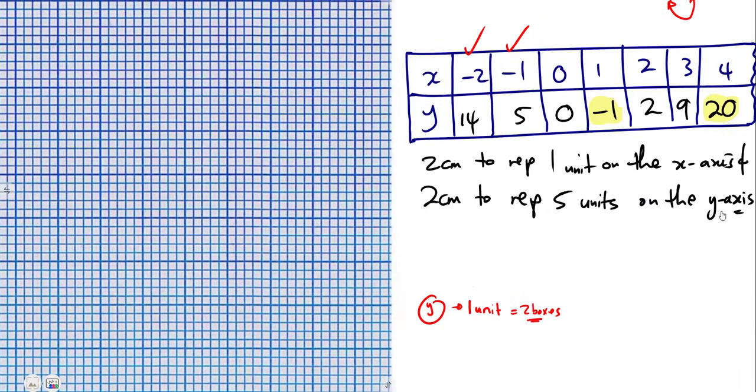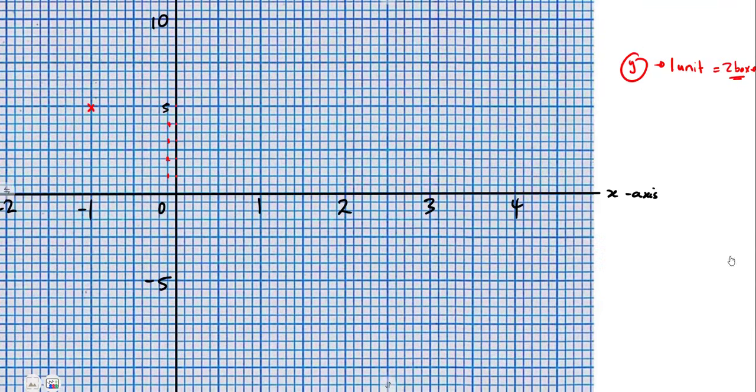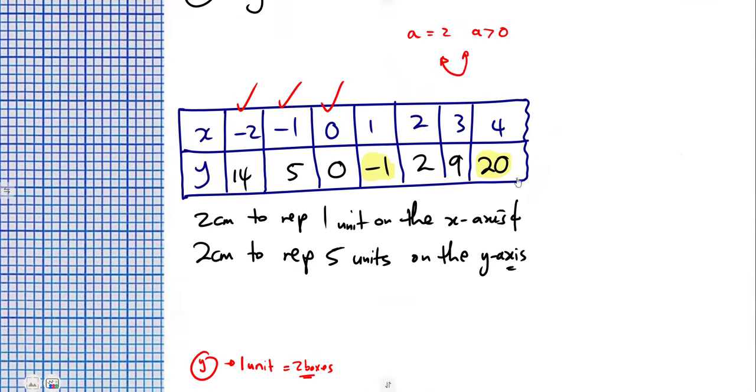That's -1 versus 5. 0 versus 0. And x is 0. Y is 0. That's the origin. Okay. We move on. 1 versus -1. Okay. So this is 1 versus -1.